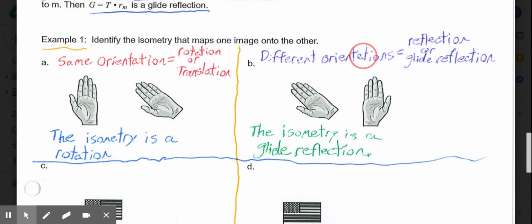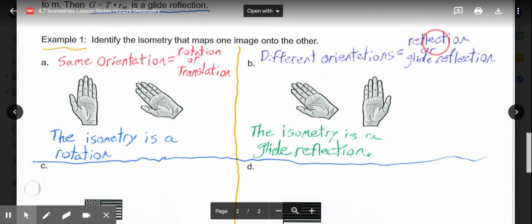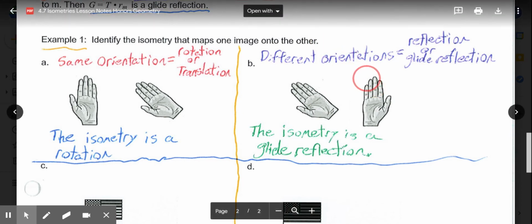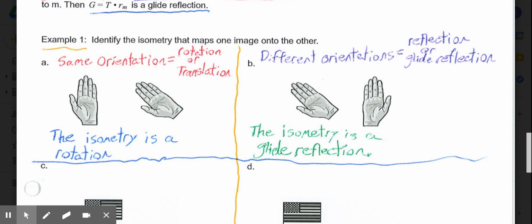In B, I have different orientations. In the first, the thumb is on the left with the palm exposed. Second, thumb's on the right with the palm exposed. So different orientations tell me this is either simply a reflection or a glide reflection. Well, if I just took this palm and reflected it, it would end up over here at the same angle. So because the angle changed, and the piece looks like it's shifted, if this was going to be just a reflection, I'd be up here. If it's a glide reflection, that means I can flip and slide. So this must be a glide reflection because we have different orientations and it's more than simply flipping one of these to be in the other spot.